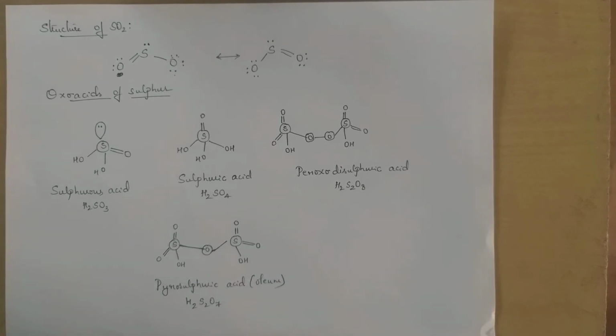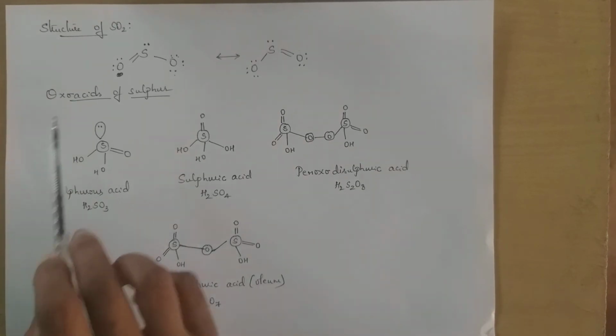Then it acts as a mild bleaching agent for delicate materials such as wool, silk and all. Okay? And we also use it as a disinfectant and preservative. And we also use it as an anti-chlor for removing excess chlorine in bleached articles. Okay? Anti-chlor means if there is excess chlorine in a particular material or substance, we use it to remove that. That we call anti-chlor. Then liquid sulfur dioxide is used as a solvent. Okay? So this is about the uses of sulfur dioxide.